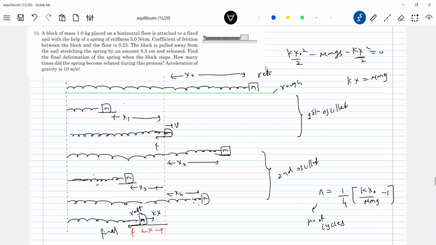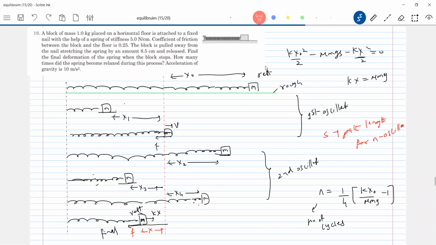S is not displacement, it is path length for n oscillations. As friction is a non-conservative force, work done by friction should be equal to friction times what? Path length, not displacement. So the total distance moved by the block to come to rest. So you'll get this one.